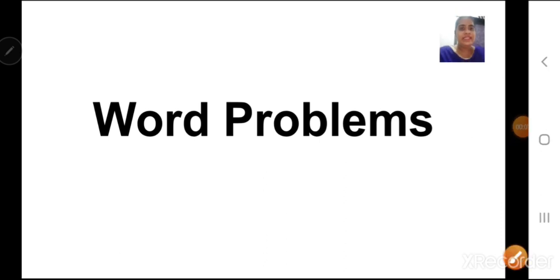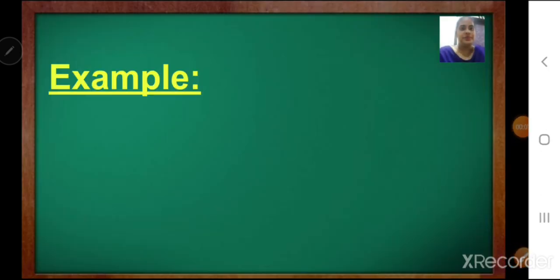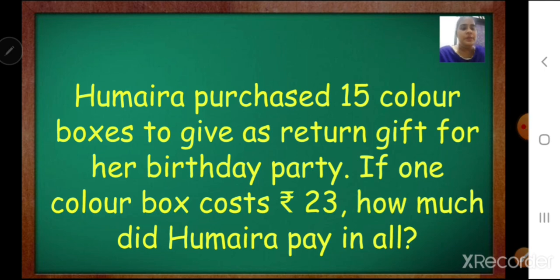So let us see an example. Humaira purchased 15 color boxes to give as return gift for her birthday party. If one color box costs rupees 23, how much did Humaira pay in all? Now children, in word problems we have to read at least 2 times, go through it, and get all the information that is given in the word problem.